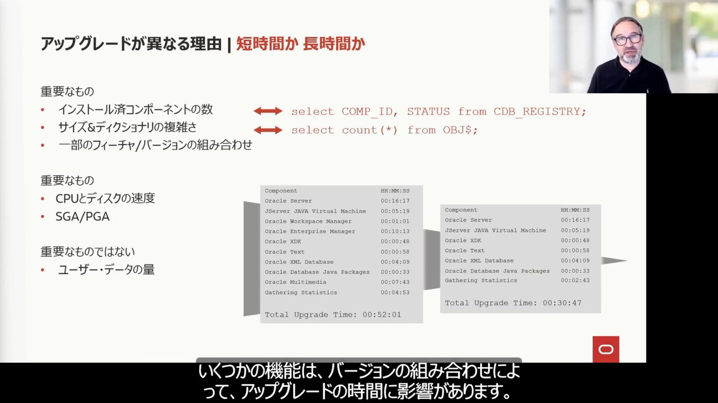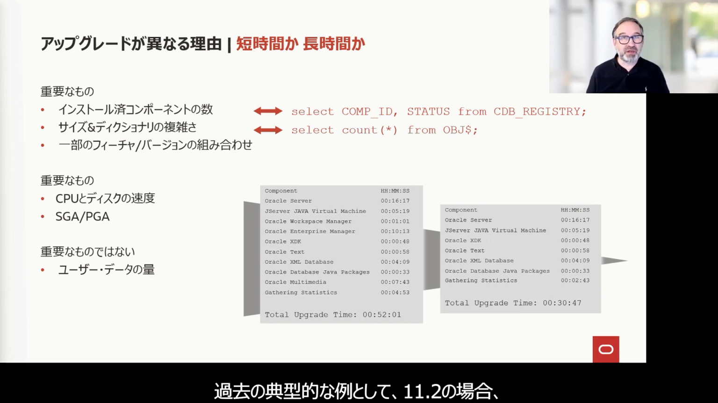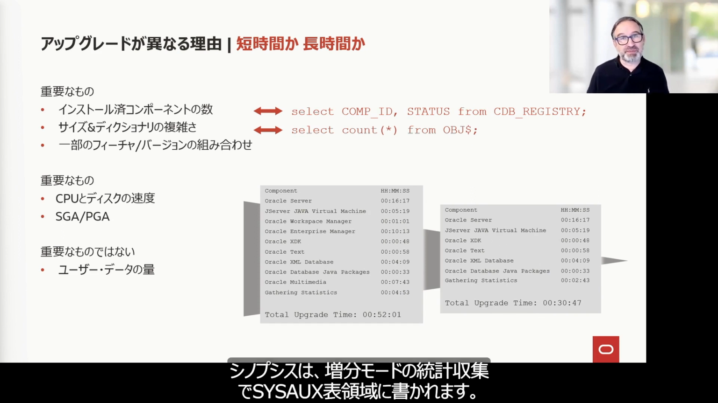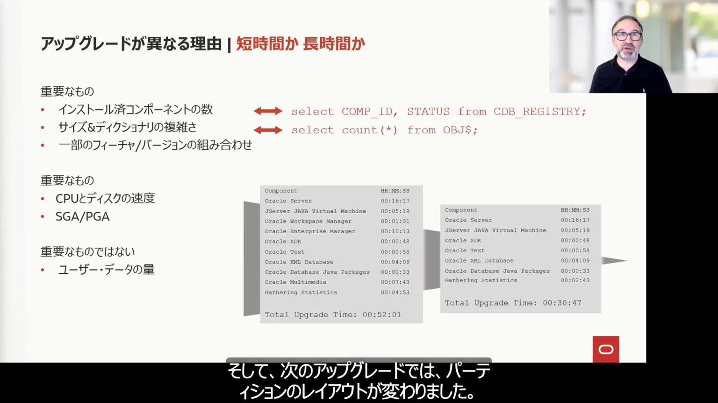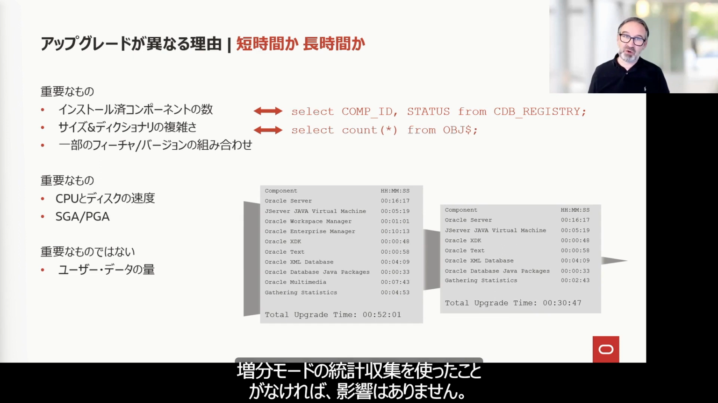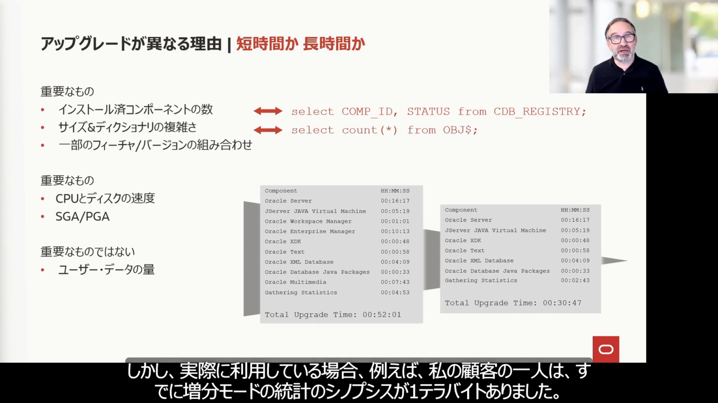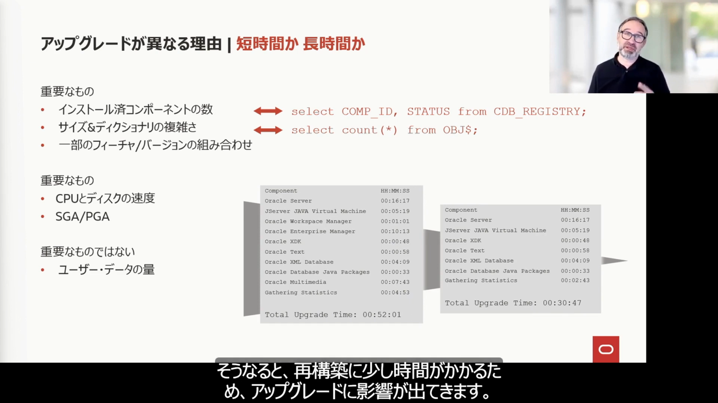Some feature version combinations can influence the upgrade duration as well. Just a typical example from the past, in the 11.2 days, the synopsis, the incremental stats collection in the dictionary in the SYSAUX tablespace, first of all was unpartitioned. Then with one release of 11.2, it got partitioned. And with the next upgrade, the partitioning layout changed. Now, you were not influenced if you never used incremental stats collection, but when you really used that, and for instance, one of my customers had already 1 terabyte of incremental stats synopsis in there, then the upgrade is influenced because the rebuild takes a bit longer.